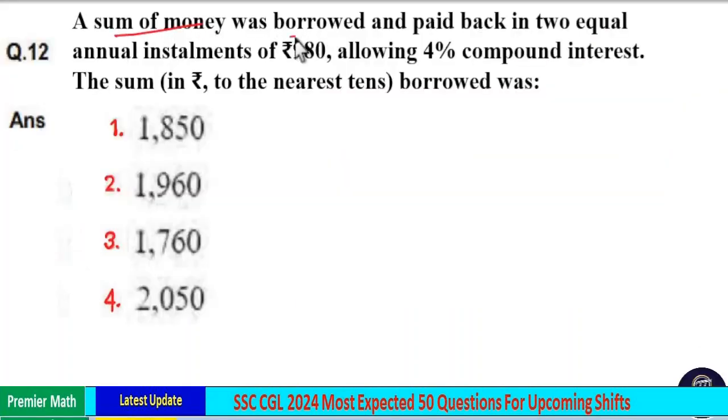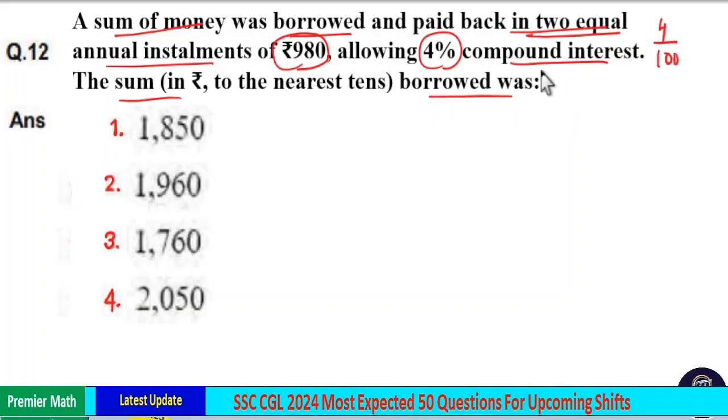A sum of money was borrowed and paid back in 2 equal annual installments of rupees 980, allowing 4% compound interest. The sum borrowed was, here 4% is the compound interest. 4% means 1 by 25. 1 by 25 means 25 part is the principal and 1 part is the interest generated from this 25 part at the end of 1 year. Here take the principal and amount ratio. In first year, principal is equal to 25 parts and amount is equal to 25 plus 1, 26 part.